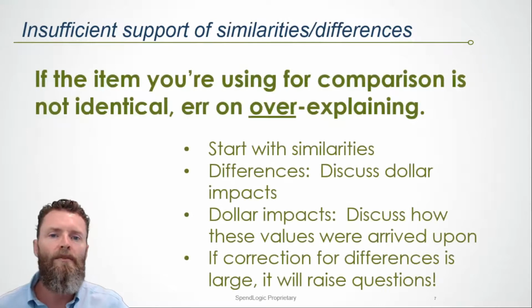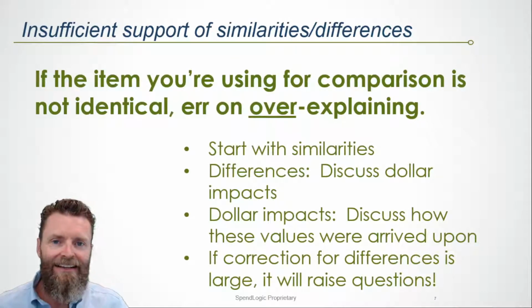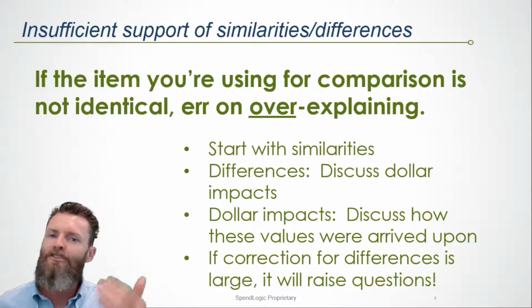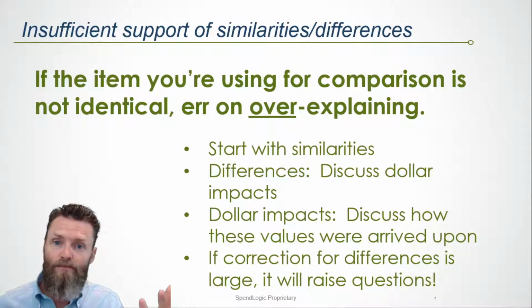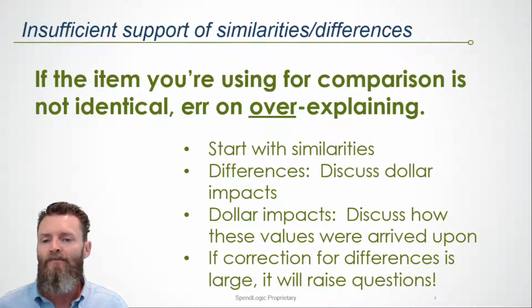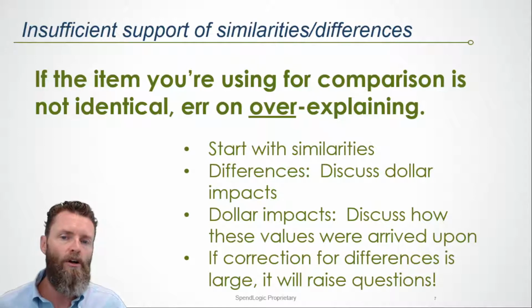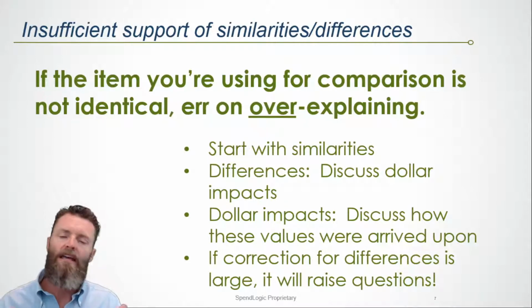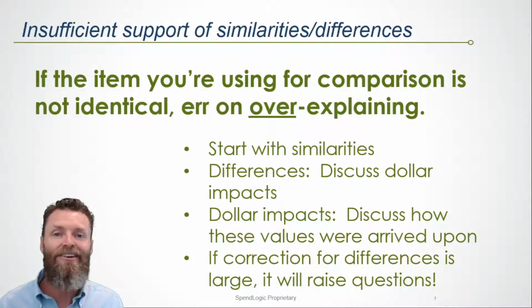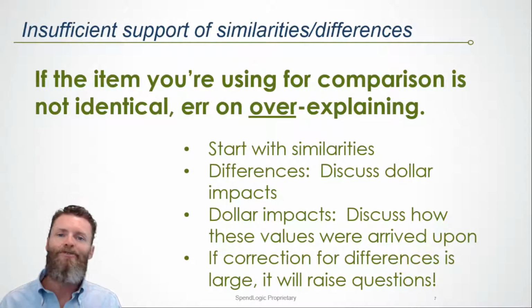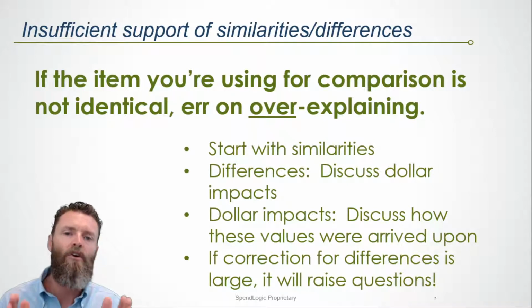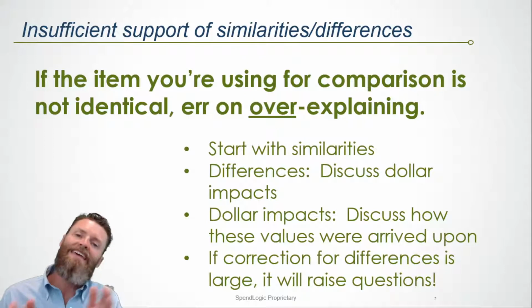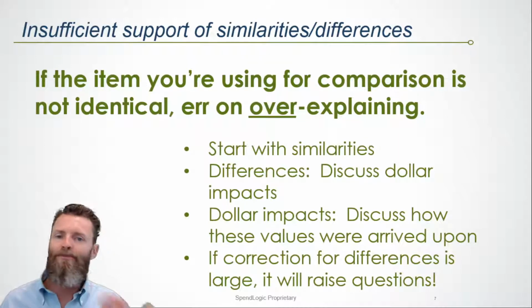Last but not least, you're probably going to get cited if you're not buying the exact same item that's shown in the price list, which is the case more than half the time. Then you need to be able to show why your part number is different from what's shown in the price list, and explain the similarities and differences. Notice that I said similarities and differences. The first place you should start is to say, this is how these items are the same, and then get into your differences.